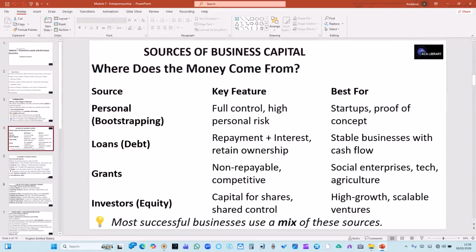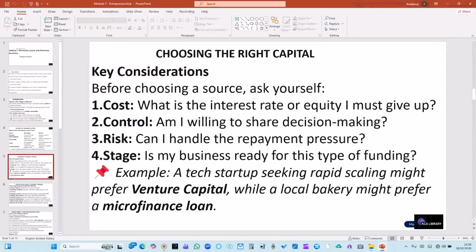Then another source of capital to business is through investors, which is equity financing. The key features are that it is capital for shares and shared control. It is best for high growth, scalable ventures. Most successful businesses use a mix of these sources of financing a business.